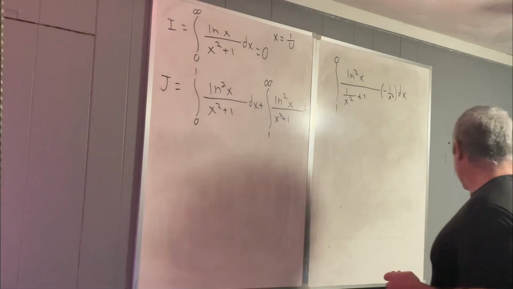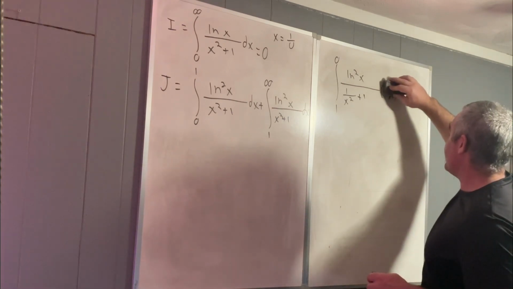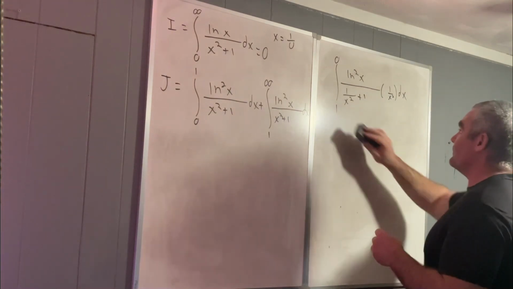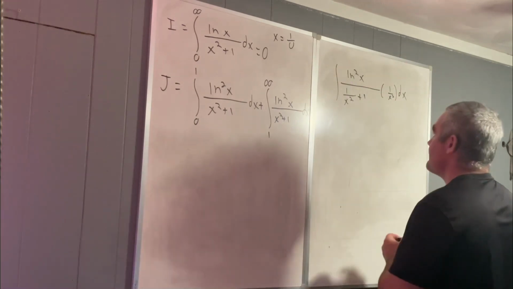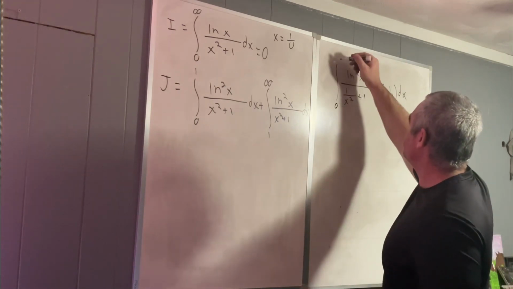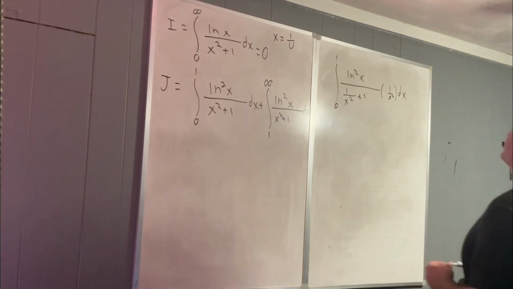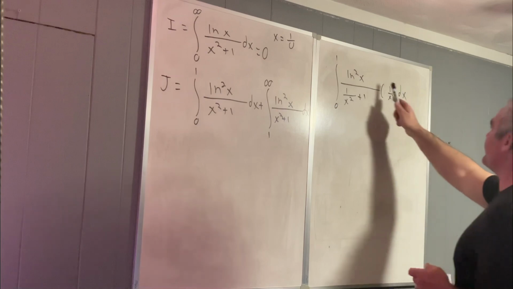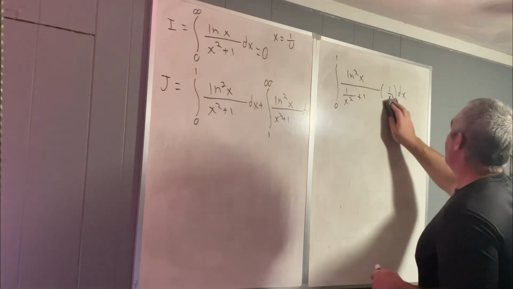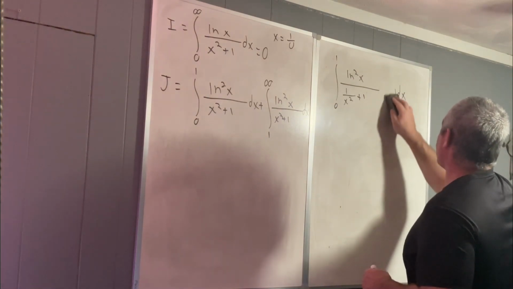We'll use this negative sign right here to switch the bounds. And then we'll distribute that 1 over x squared right here.